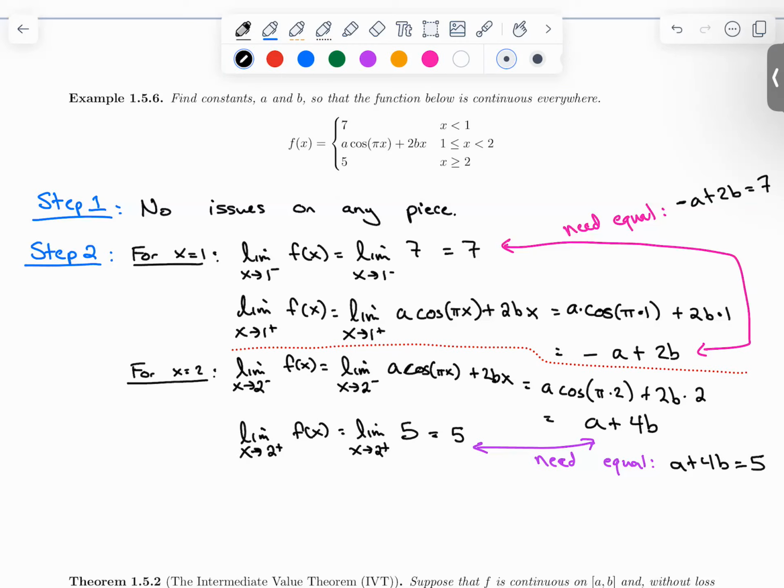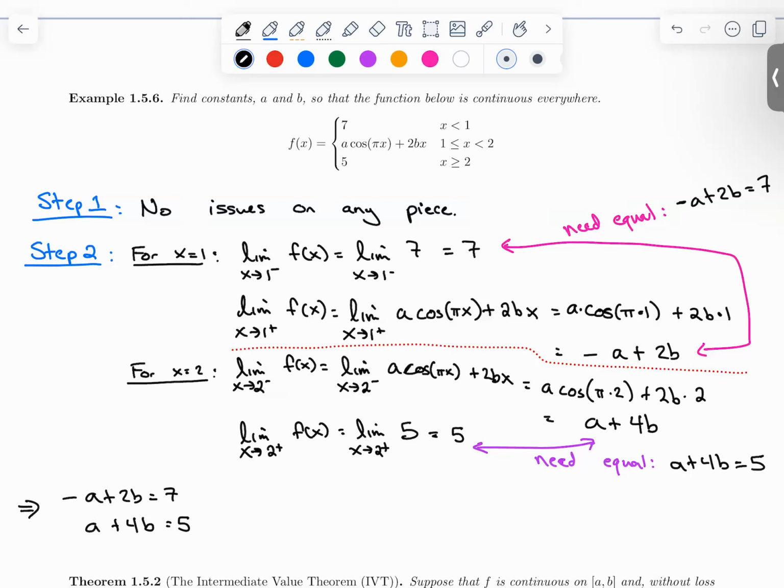So we're good. We got this system of equations: negative a plus 2b equals 7, and a plus 4b is equal to 5. Any questions on that so far? It's a tricky process, don't get me wrong, but a very cool problem, at least from my perspective.